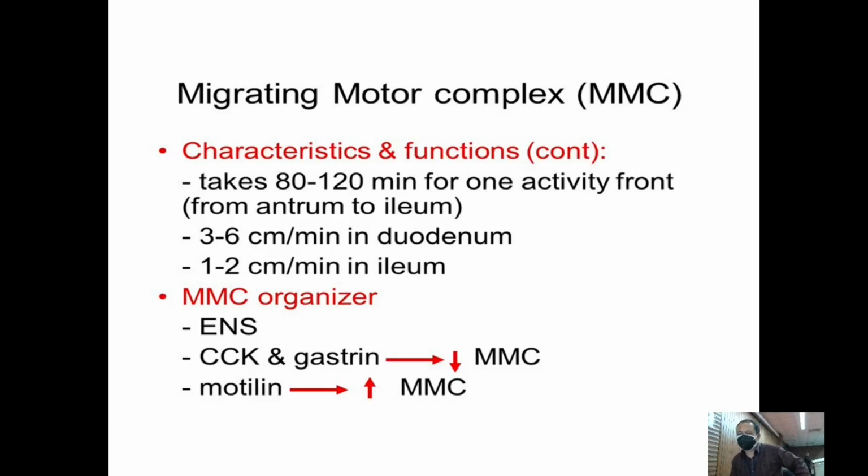So what organizes these migrating motor complexes? One, they have said that it's the enteric nervous system, which is important in the generation of the MMC. But then you have other hormones that also play a role in the generation of MMC, which is motilin, and then you have hormones that inhibit the generation of MMC, which are CCK and gastrin.